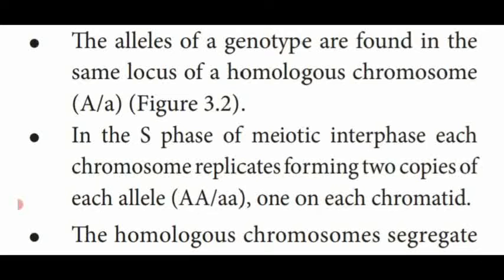Each one is present on each chromatid. What is a chromatid? The arm-like structure present in the chromosome, connected by the centromere region, is known as a chromatid. Each chromatid has one pair of alleles, that is the dominant allele as well as the recessive allele, located at the same locus of the paired or homologous chromosome.